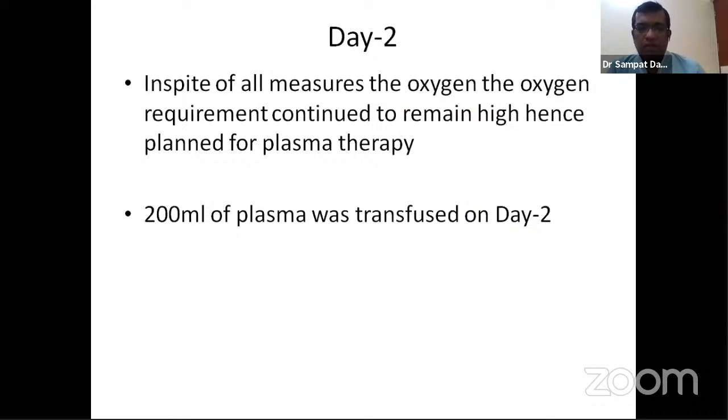On day 2, with all this treatment, because the oxygen requirement continued to remain high, we decided to go for plasma. The way we do it is that we give the patient at least 24 to 48 hours with all the treatment that is available, and if with all these treatments the oxygenation remains high or the patient has not improved much, there comes the role of plasma, because remember, plasma is for the early part of the moderate cases, so these patients fit into it. So 1 unit of plasma was given.